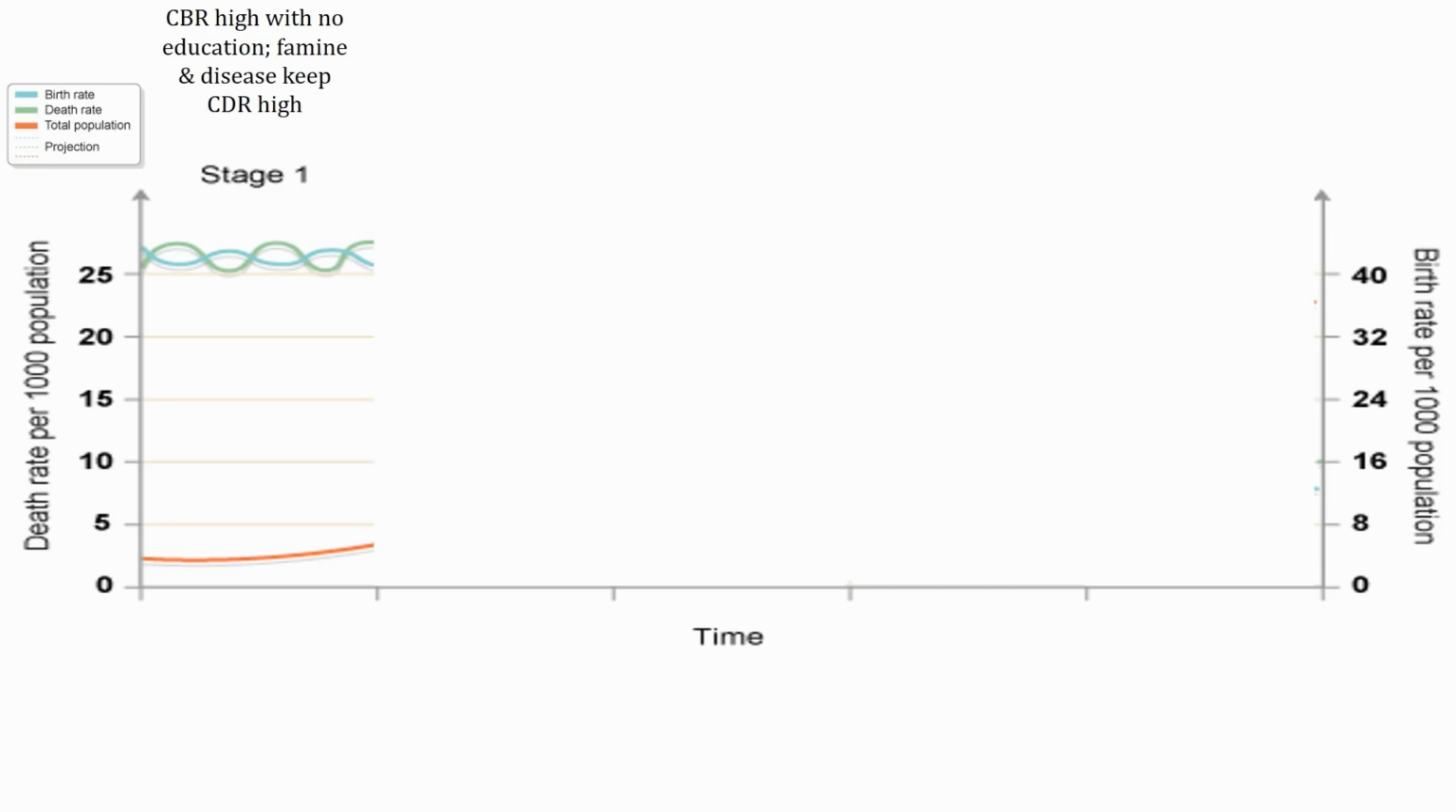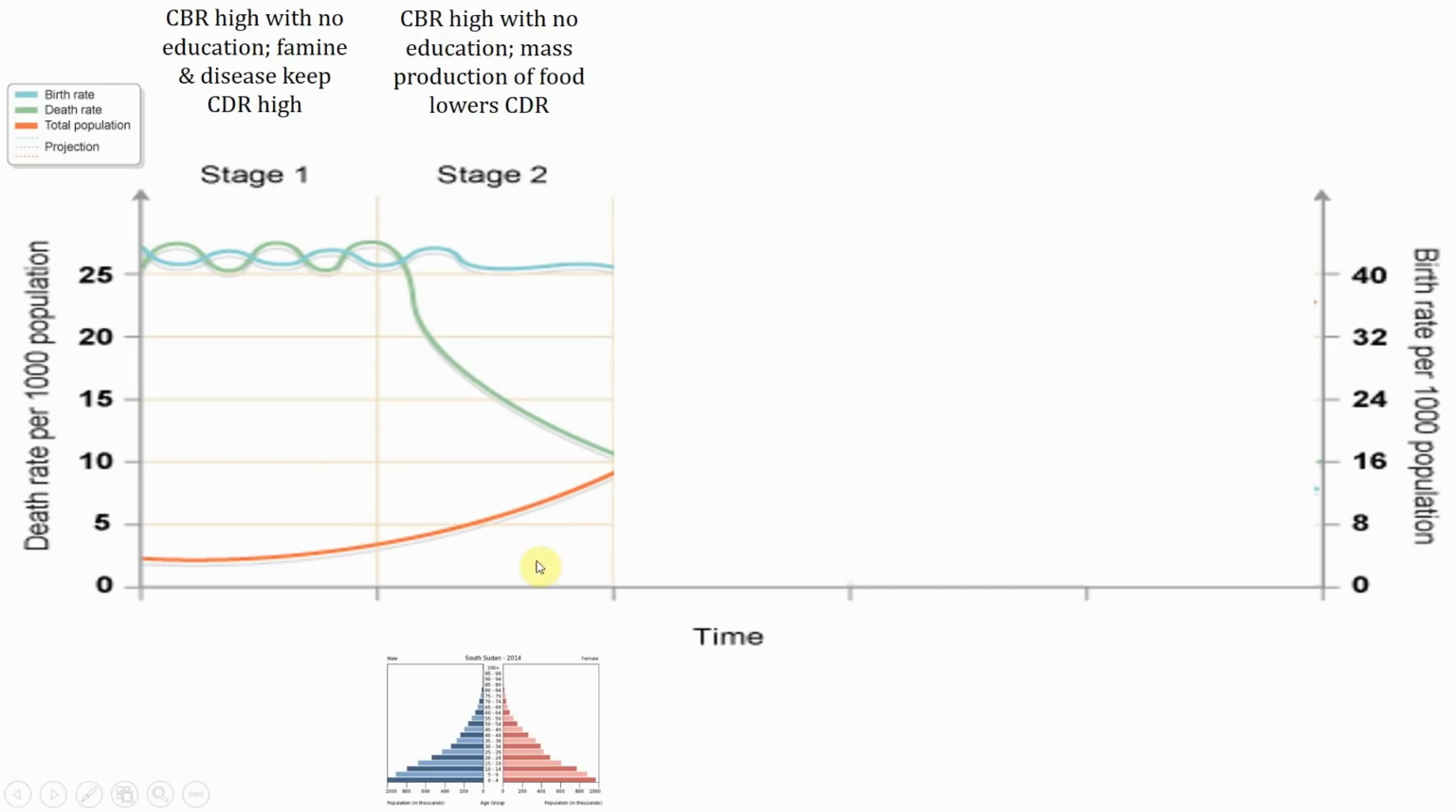So in stage 1, you'll notice here, we have a high birth and a high death rate. The reason we have a high birth rate is there's no education. Women are seen as things that give birth to other things. They don't have doctors. There's famine. They can't farm. There are no countries here today. So because of a high death and a high birth rate, we have low population growth.